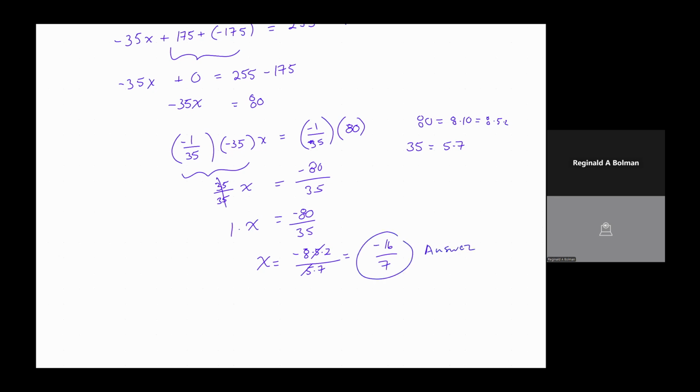Do not feel like you have to get a decimal approximation for your answer. In fact, it's much more likely that a fraction will be, in fact, a nicer answer to deal with.